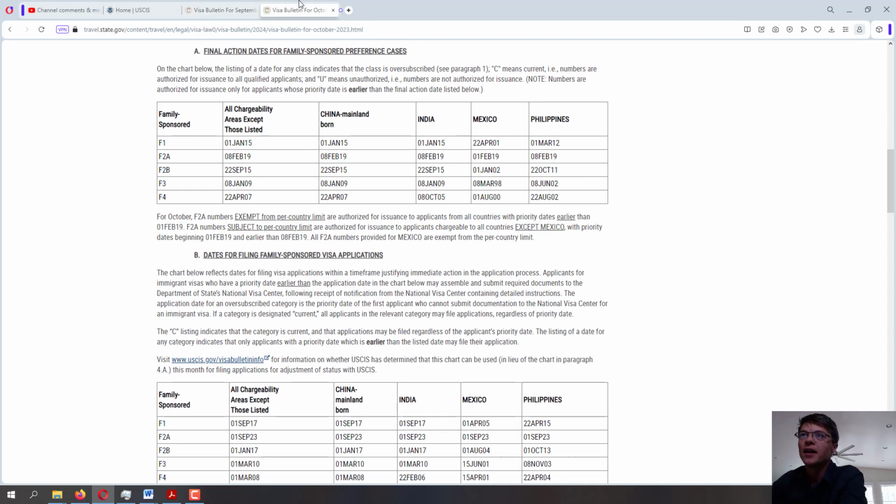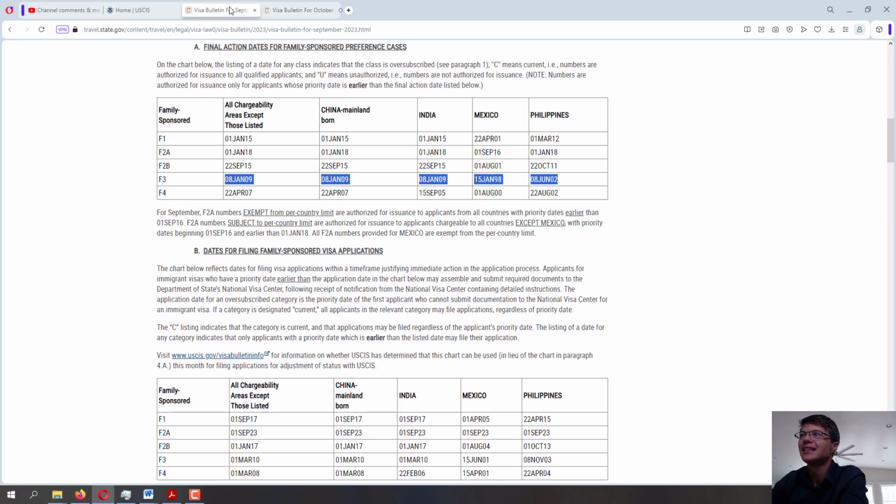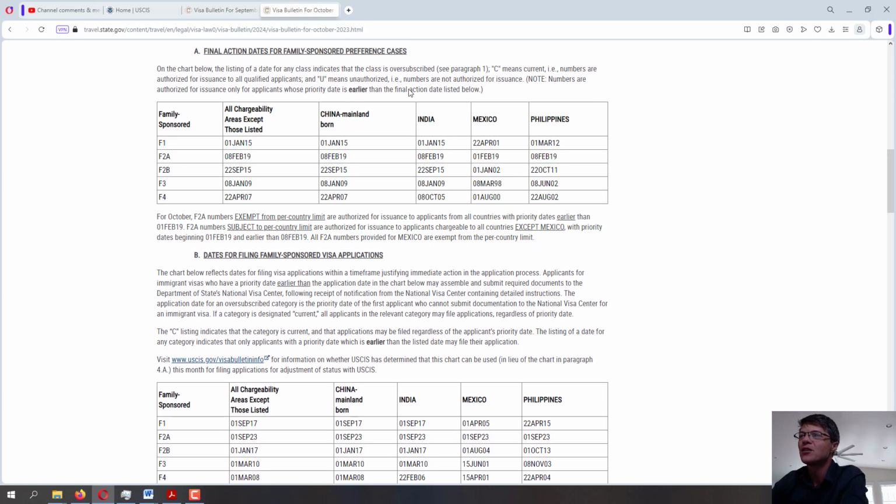So looks like no movement on October 2023 for all chargeability, no movement for China, no movement for India. Let's see if there is anything. Yeah, looks like there's a tiny little bit of movement for Mexico, just like 2 months forward.